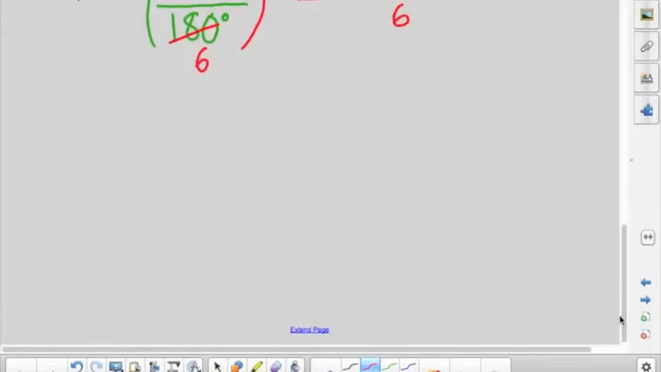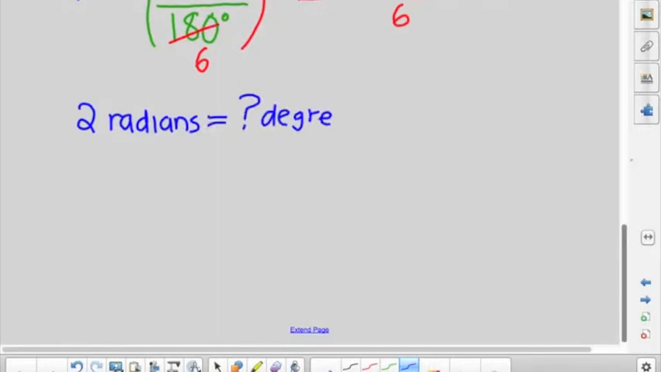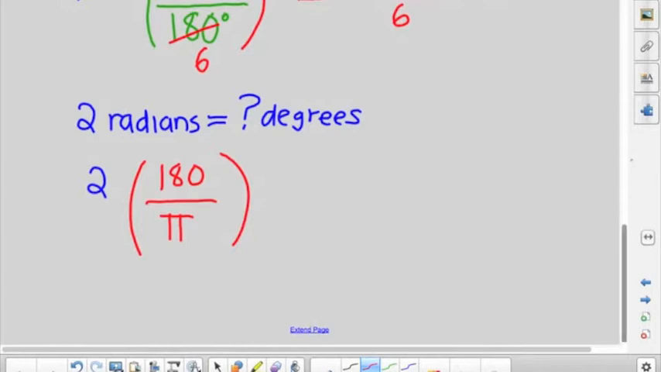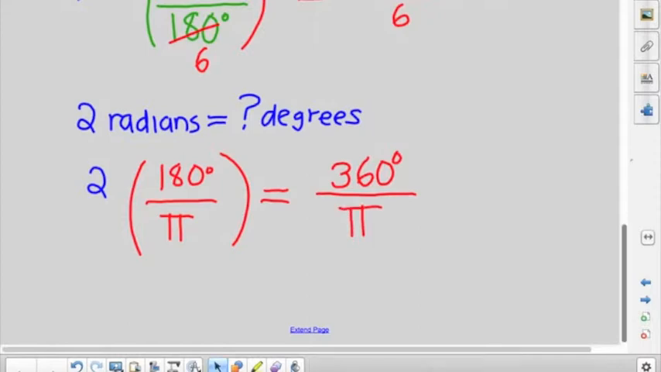If we're trying to figure out from radians to degrees, we do the opposite. So if we're trying to figure out 2 radians is equal to how many degrees, I take the number 2 and I'm going to multiply that in pi radians. I have 180 degrees. So that's going to be equivalent to 360 degrees divided by pi.